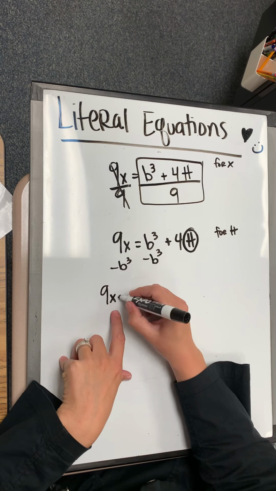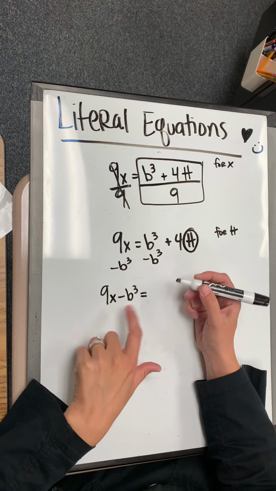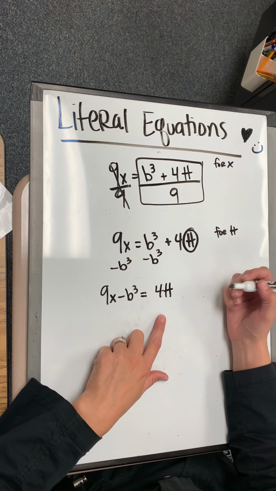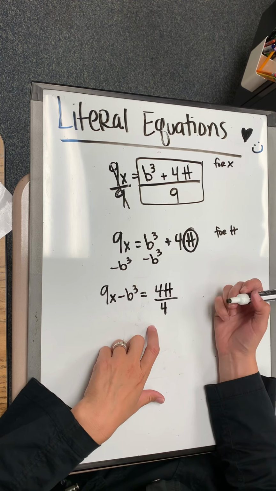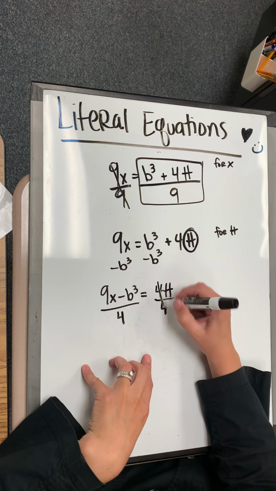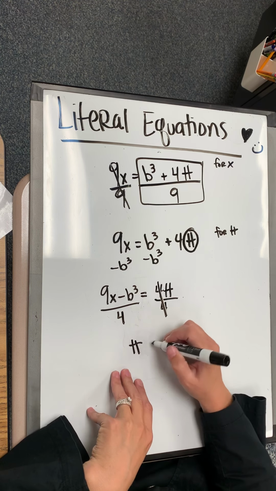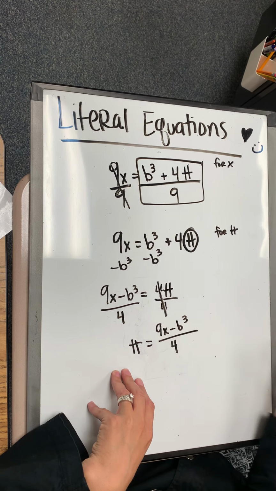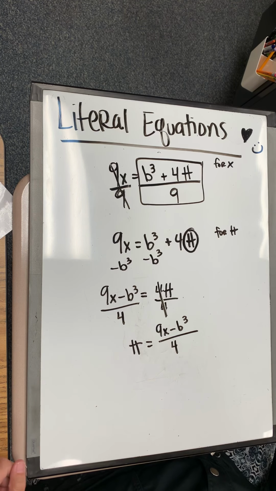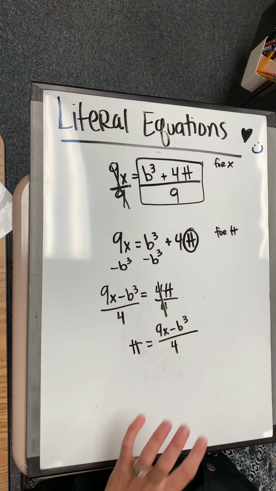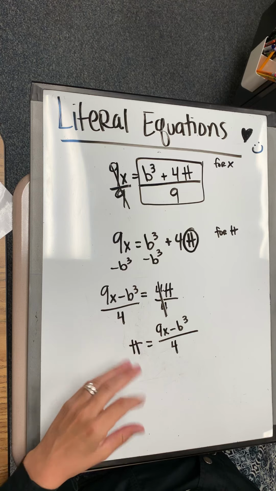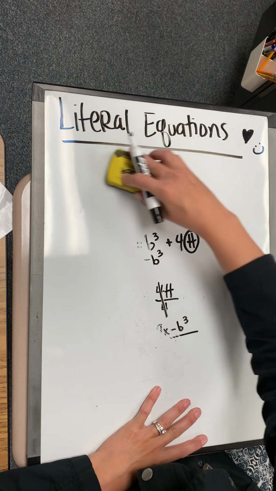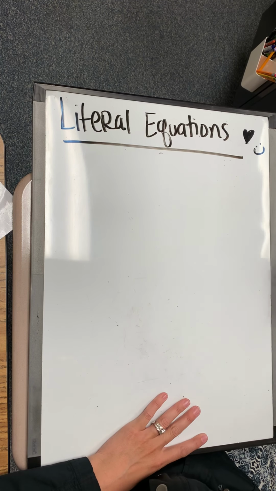So 9x minus b to the cubed is equal to what we had left over here, 4h. Now, 4 and h are multiplying, so to get rid of the 4, I would divide. So over here, I would also divide, and h is equal to 9x minus b to the third all over 4. And that's how you would solve that. So it can actually change the variable that you are solving for, so watch for that too, okay? Sometimes they'll have the same thing up there, and they'll be like, solve for this, or solve for this.